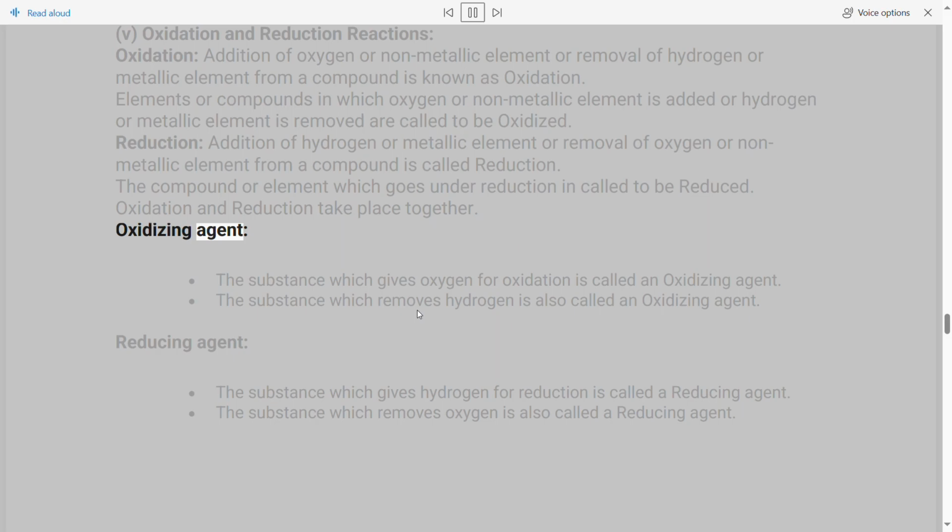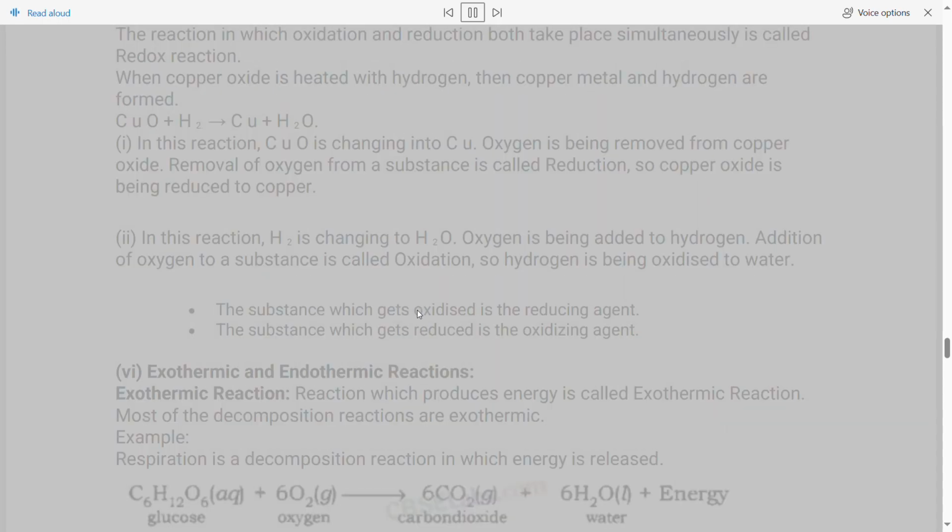Oxidizing agent: sometimes the substance which gives oxygen for oxidation is called an oxidizing agent. Sometimes the substance which removes hydrogen is also called an oxidizing agent. Reducing agent: sometimes the substance which gives hydrogen for reduction is called a reducing agent. Sometimes the substance which removes oxygen is also called a reducing agent. The reaction in which oxidation and reduction both take place simultaneously is called a redox reaction.